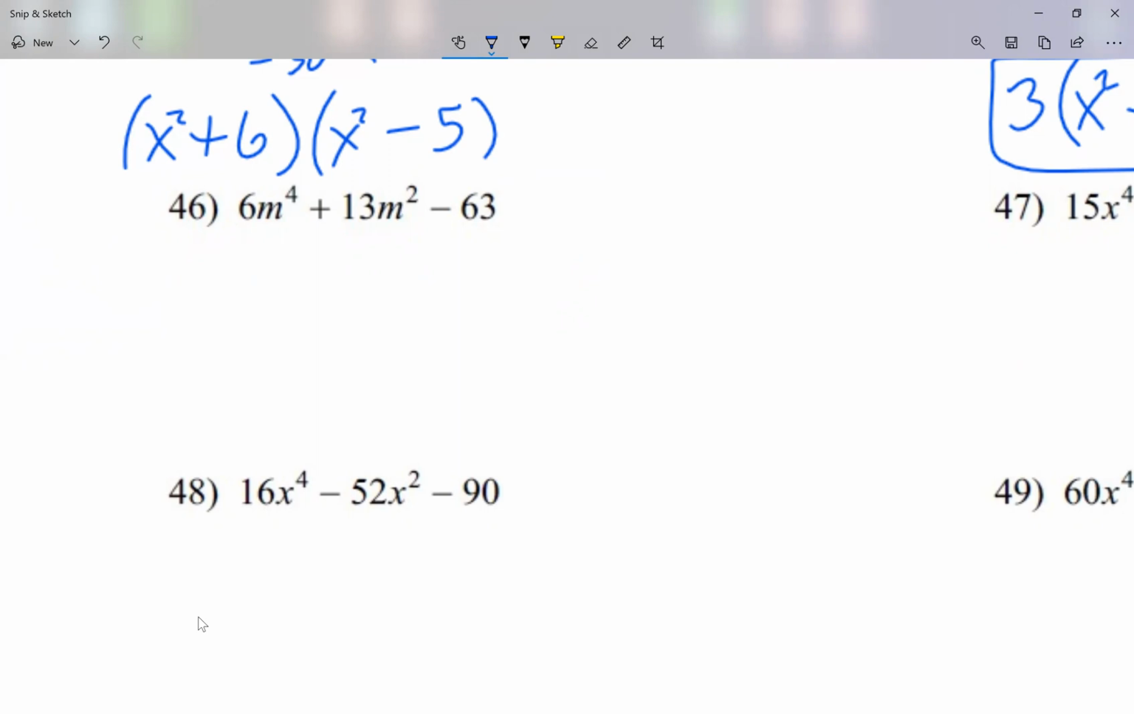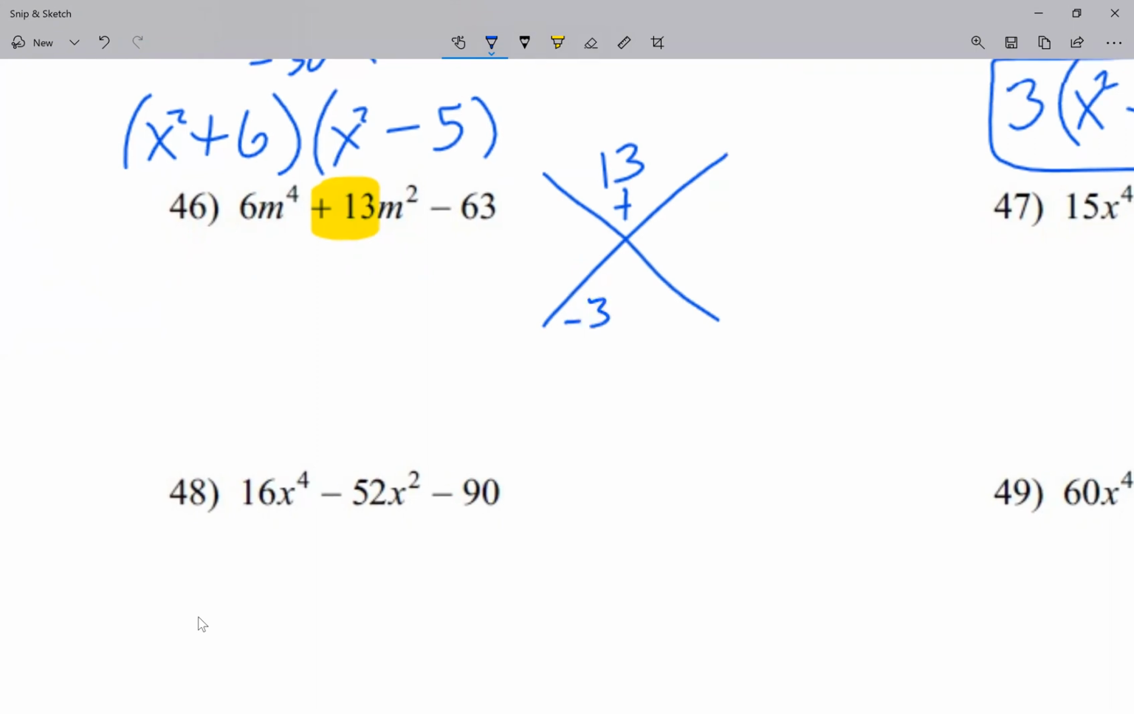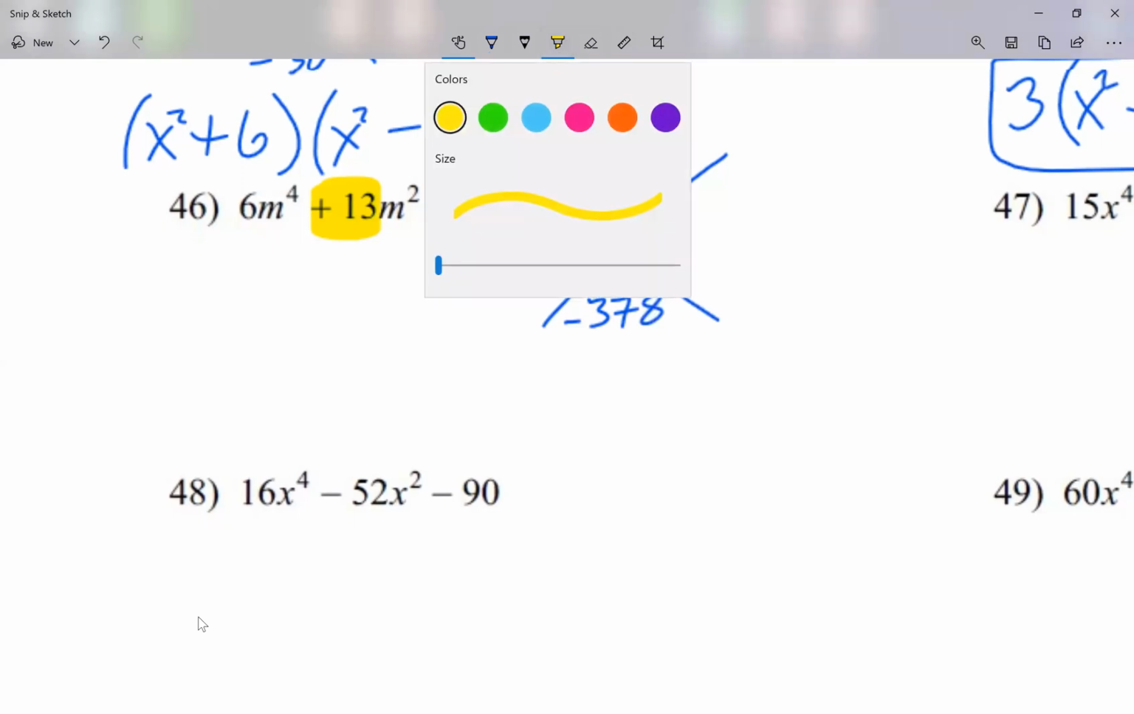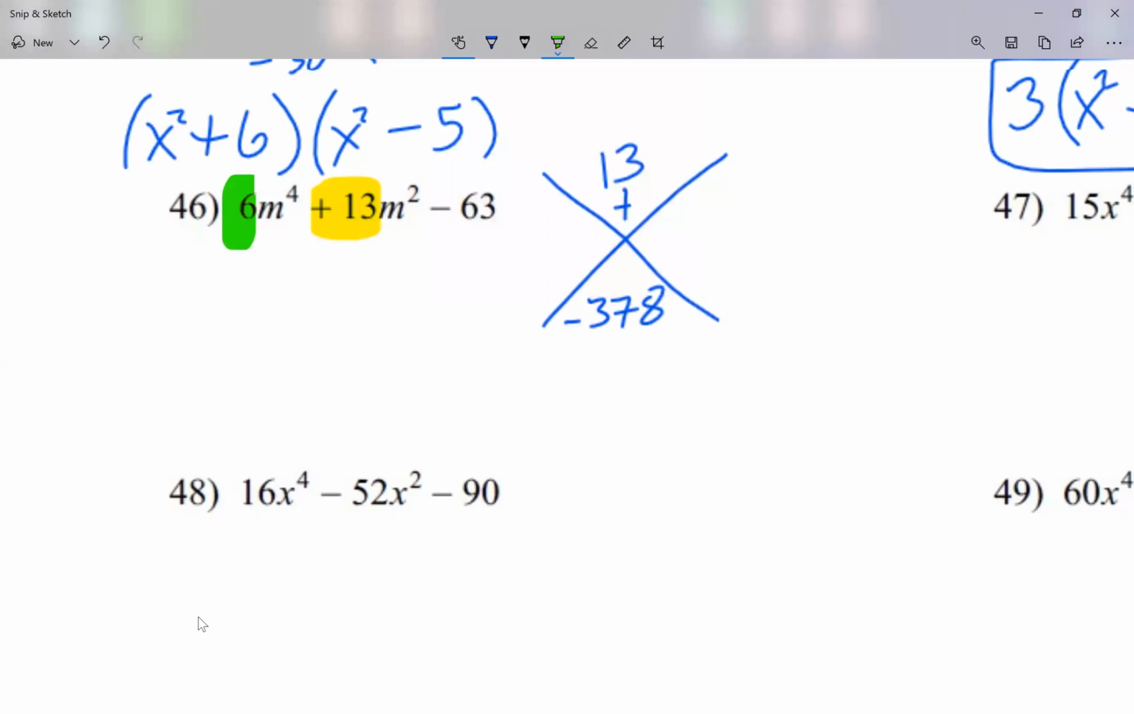Now in this case, let me do my X thing here. My numbers will have to add 13. I'm looking for two numbers. They will have to add to 13. You guys can see where I got the positive 13 from. Now, when I multiply my numbers, they're going to multiply to negative 378. Whoa, where did that 378 come from? Okay, so we'll see. 6 times a negative 63. Right, I multiply those two numbers.